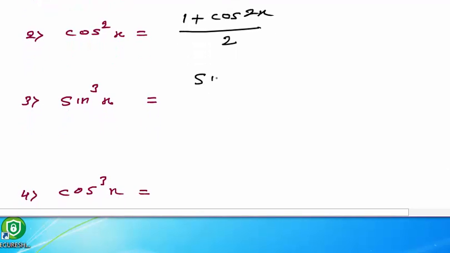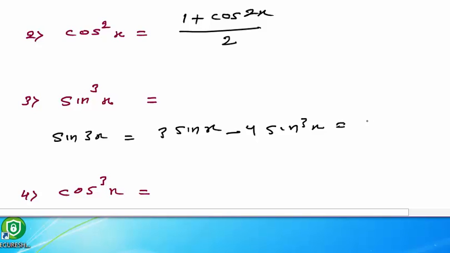So I will start with sin 3x. Sin 3x is 3 sin x minus 4 sin cube x. If I simplify this for sin cube x, what will I get? Sin cube x is equal to 1 upon 4, and in bracket it will be 3 sin x minus sin 3x.